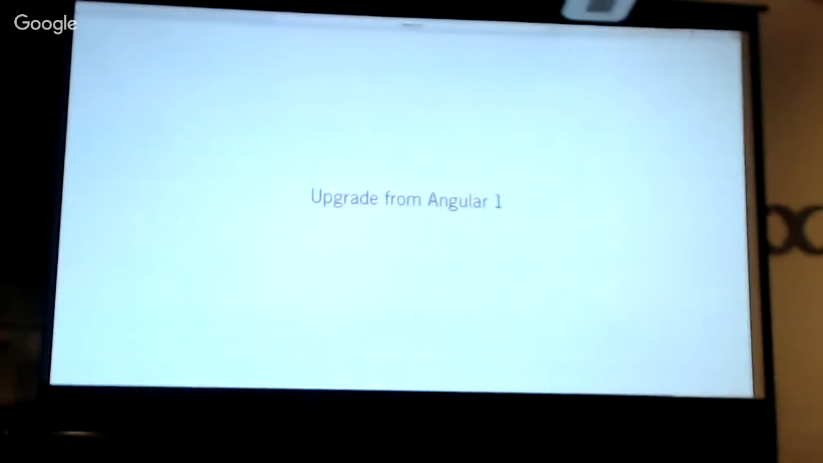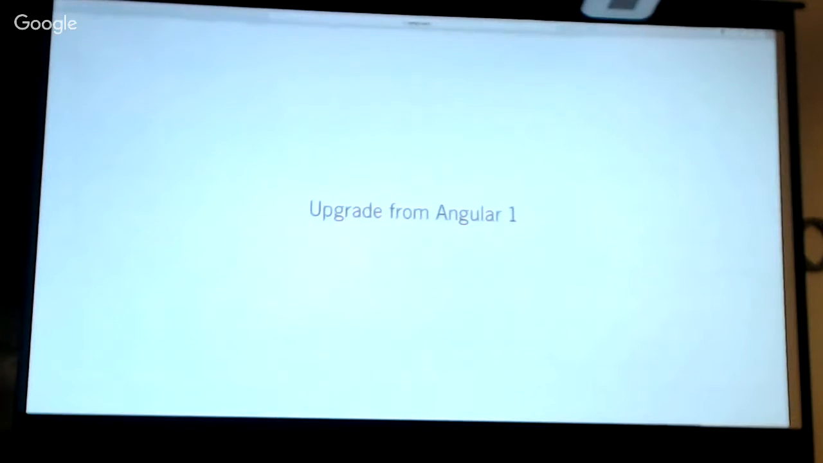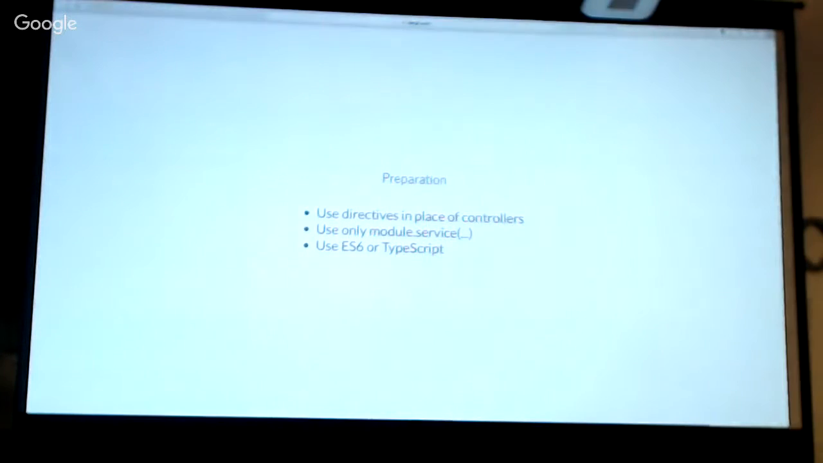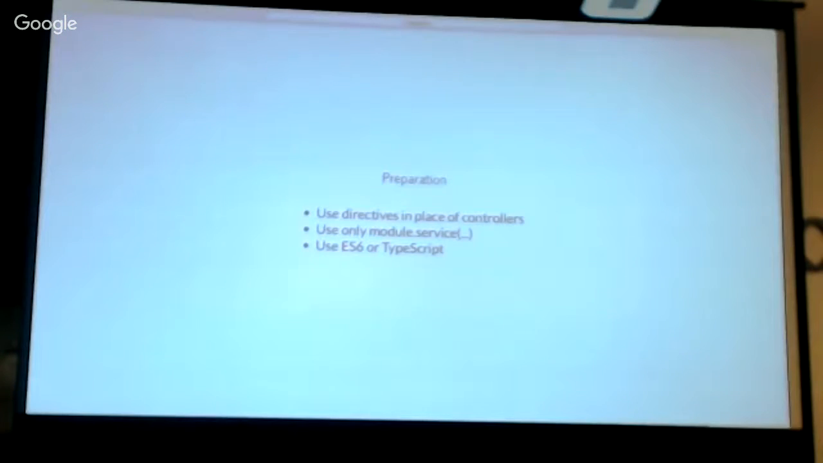Okay, so a lot of you are probably in the process of writing Angular 1 code right now. And so you're going to have to start thinking about how you're going to upgrade this. Obviously, it's not a simple upgrade to go from Angular 1 to Angular 2. So right now, as you're writing your Angular 1 code, there are some things that you can start doing in preparation for moving to Angular 2. One is stop using controllers. Controllers don't exist in Angular 2. Anytime you want to build a controller, make it a directive instead.